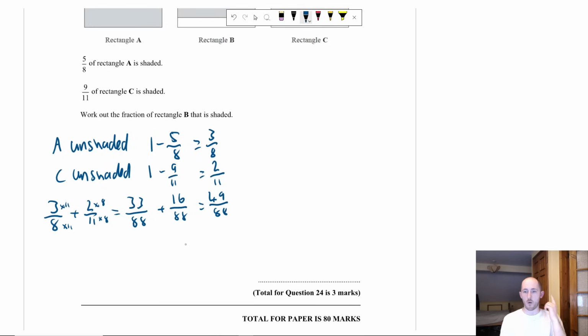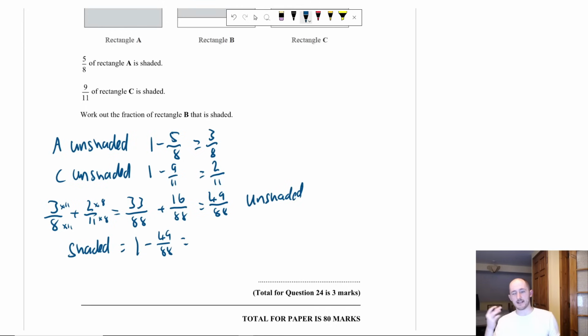Cool. 1 minus that, so this is the unshaded parts. So the shaded bit is 1 minus that. So how much do I add to 49 to get 88? I add 39, which is the final answer: 39 over 88.